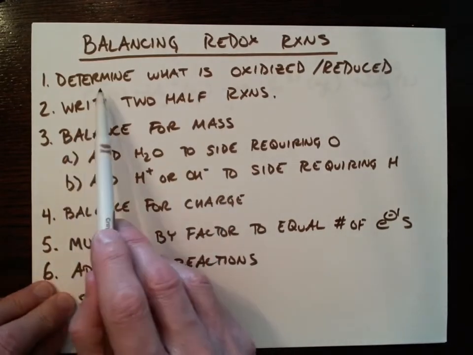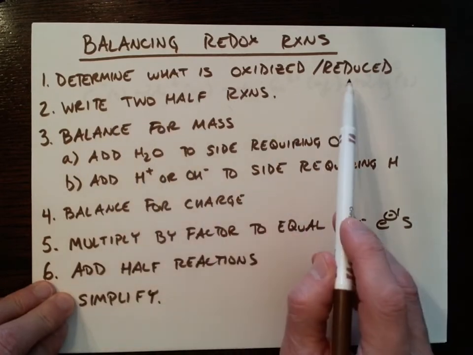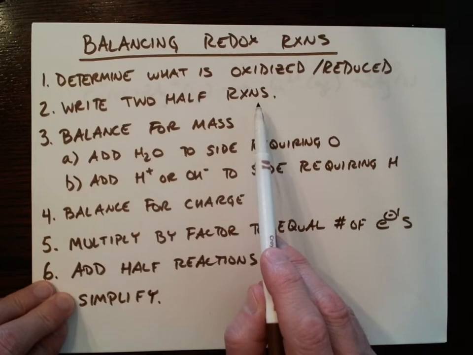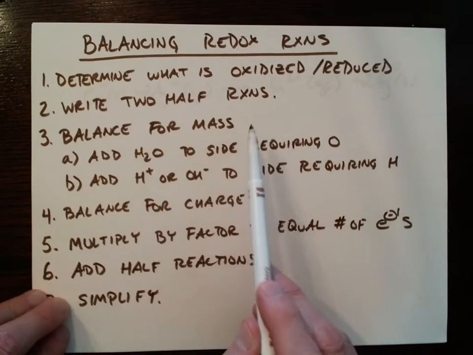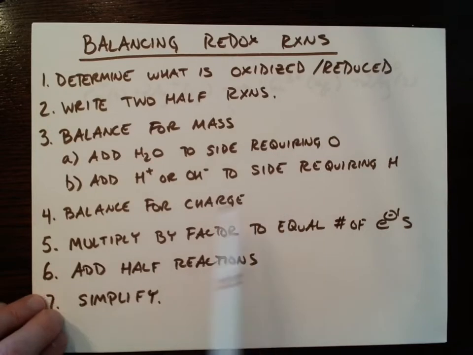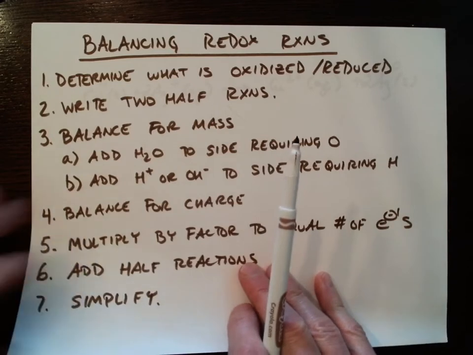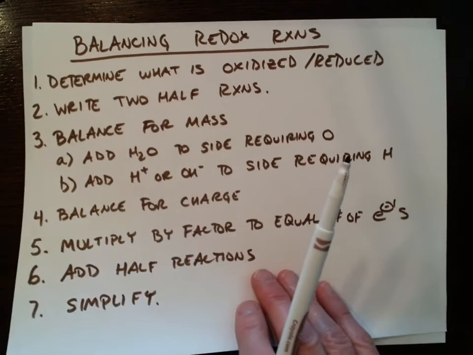So here's what you do. You first determine what's oxidized and reduced. Then you write two half reactions that describe the overall reactions. You balance the half reactions for mass. You balance them for charge. You multiply by a factor to get equal numbers of electrons. You add half reactions, and then you simplify. We'll go over a couple examples following these rules to give you the idea.